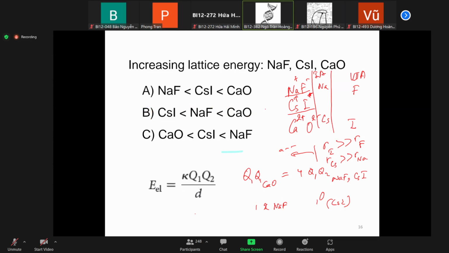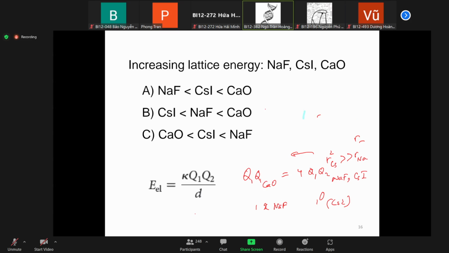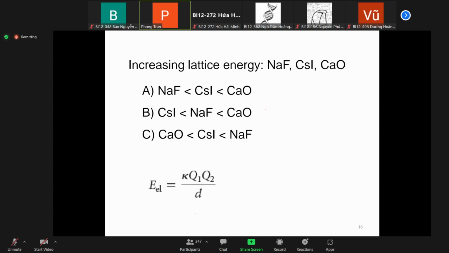I have a question, Professor. Yep, please. In the formula to calculate the lattice energy you gave us, Q1 and Q2 are ionic charges, right? So one of them must be negative. No, we are talking about the absolute value. Oh, okay.